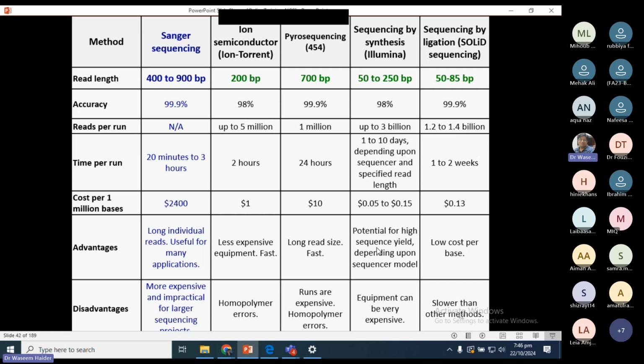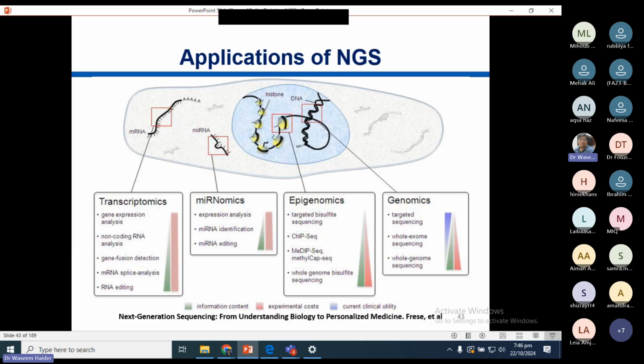The potential for high sequencing depending upon the sequencer model, low cost per base. Disadvantage is this one is more expensive. Homopolymer errors. Runs are expensive. Again, homopolymer. What were the homopolymers? We covered that. Anyone? The same nucleotide when it is repeated again and again. So equipment can be very expensive and slower than others, right? So yeah. Next is applications.